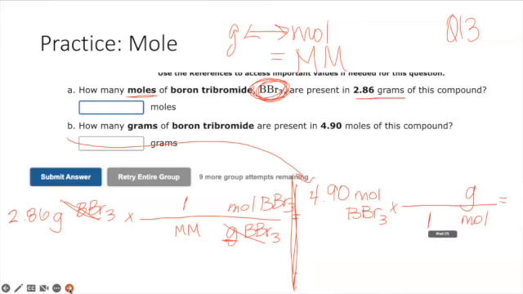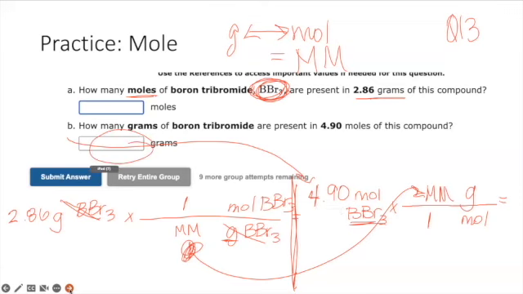1 always corresponds with the mole. And again, whatever you Google is the same here because it's the same compound. Put that there and do the calculation. So you're multiplying 4.90 times the molar mass, and that will be your answer. All right, so next video will be chapter 3.